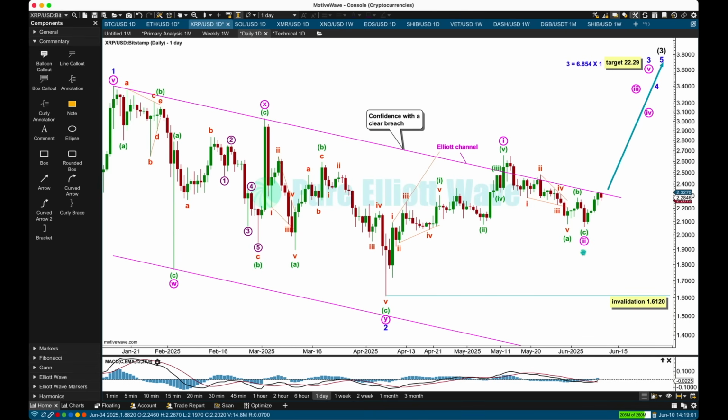If it is over, and minute wave 2 is also over here as a zigzag, if it continues any further as a double zigzag, it can't move beyond the start of 1 below 1.6120. So this wave count is now very, very bullish indeed.